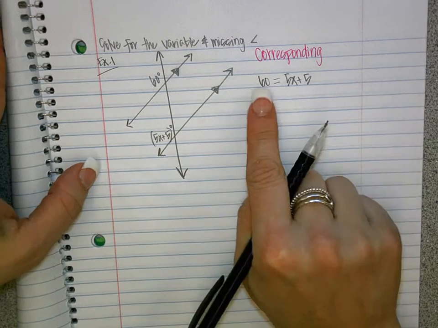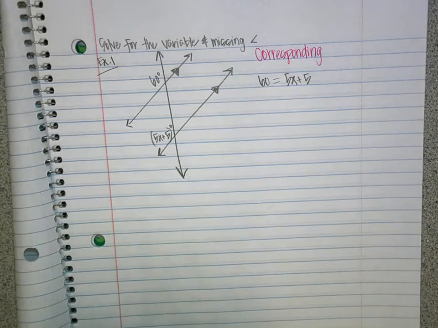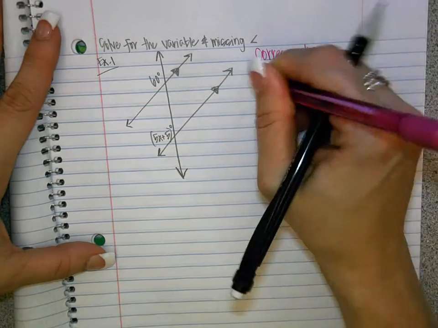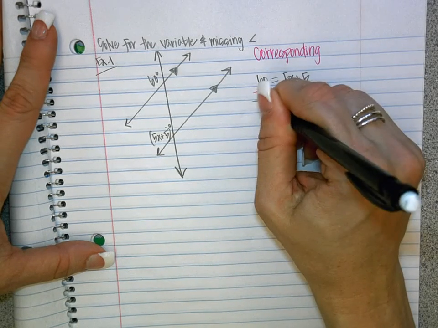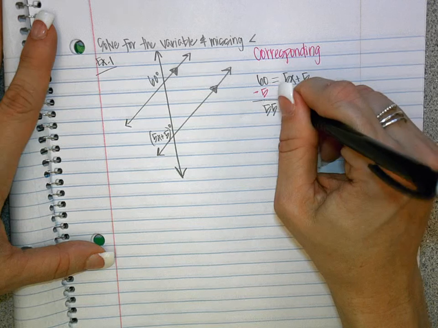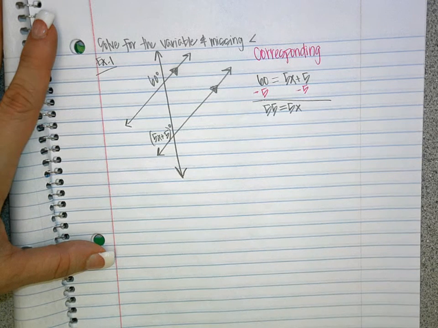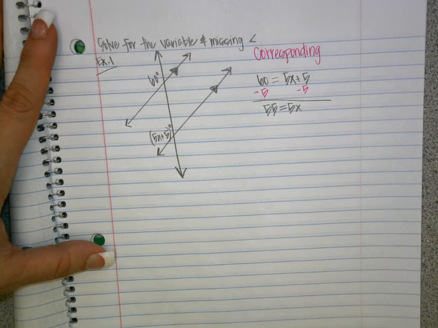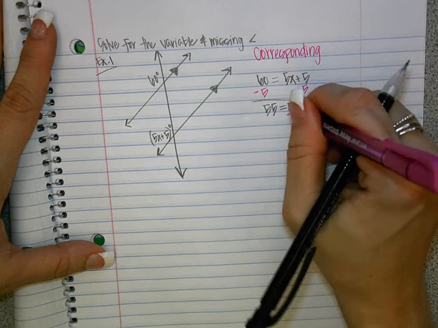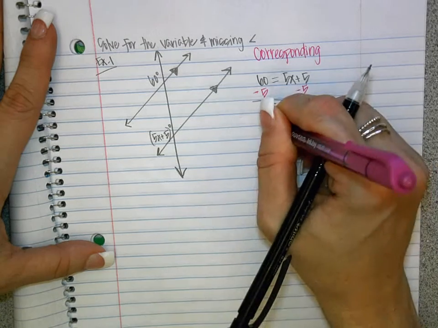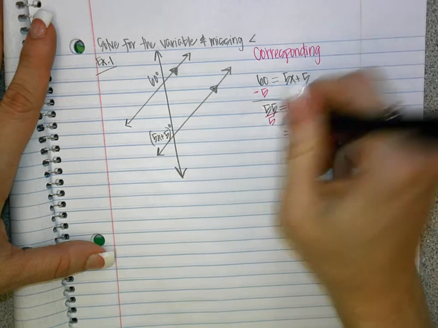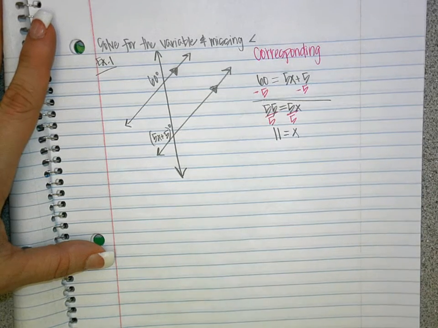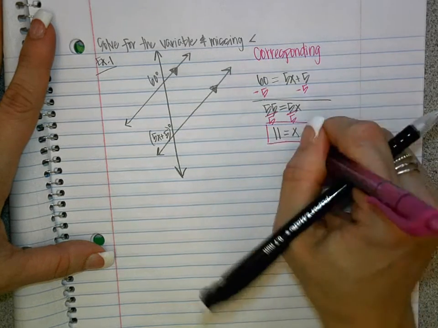So 60 is equal to 5x plus 5. How do I start undoing that? Subtract the 5, right? You subtract the 5, that gives us 55 is equal to 5x. Then how do I get x by itself? Divide both sides by 5. And if we divide both sides by 5, what am I going to get? 11. So that's part of your answer. Part of the answer is that 11 is equal to x.